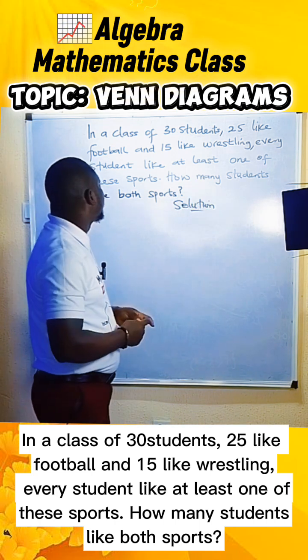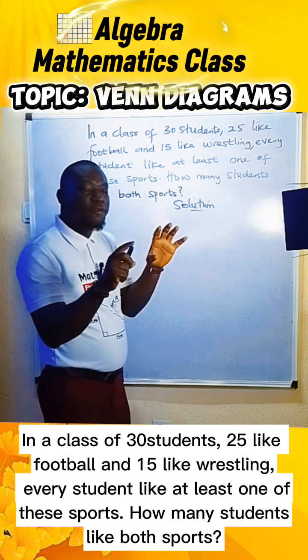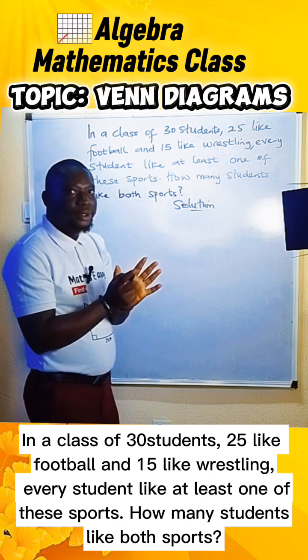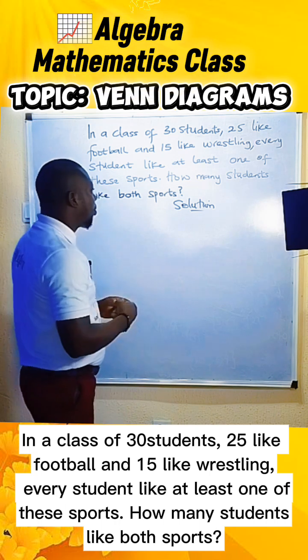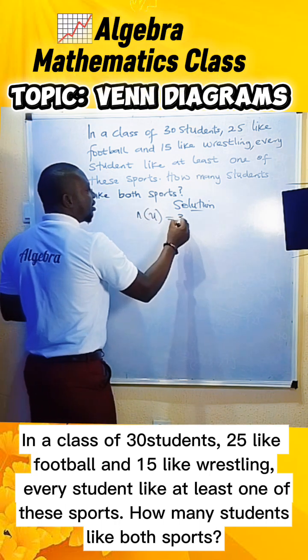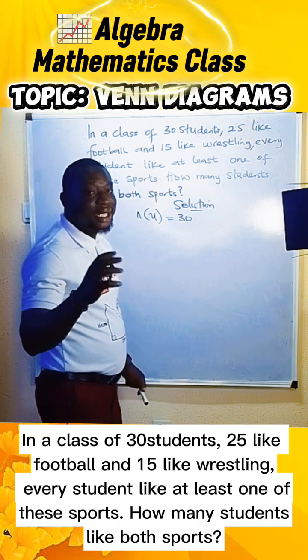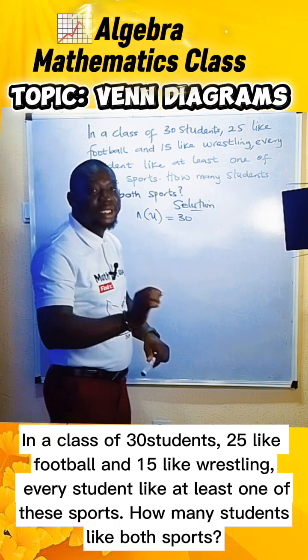Now, look at the question. In a class of 30 students, that means the number of people in class is 30. So that is the universal set. So I will have the number of the universal set is 30. Once we say universal set, we are talking about a set that contains all the elements. In other words, the mother set.